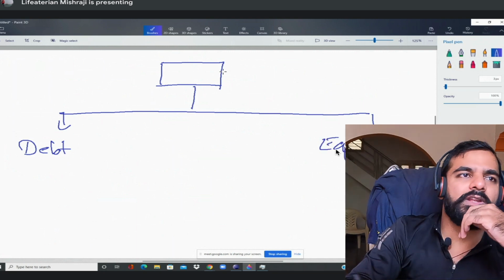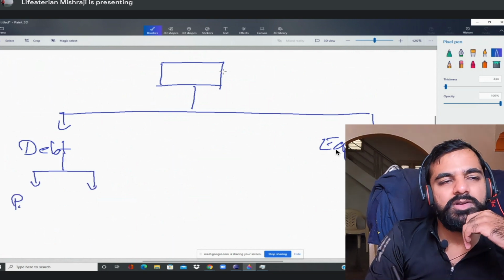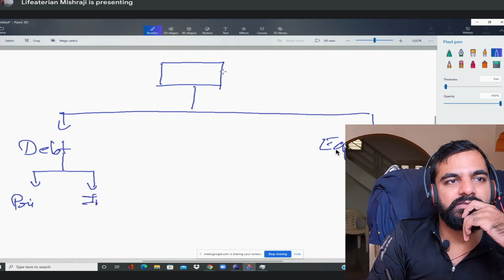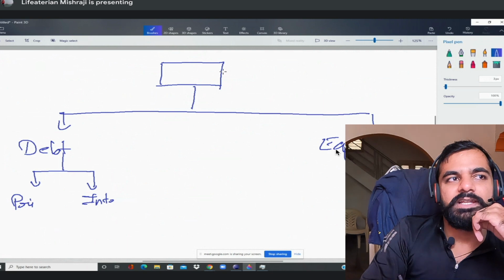Here you have two things to pay, which is directly reflected in your balance sheet. That is the principal amount, and then there is some interest. This is directly a liability. Without any doubt, you can say this, right?